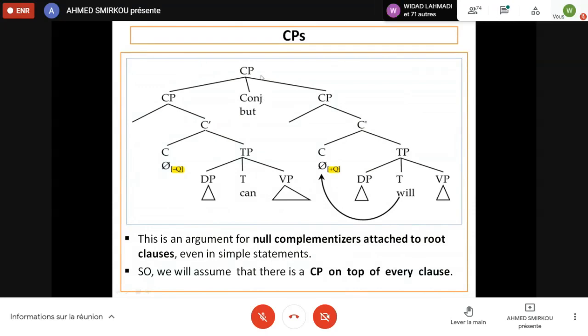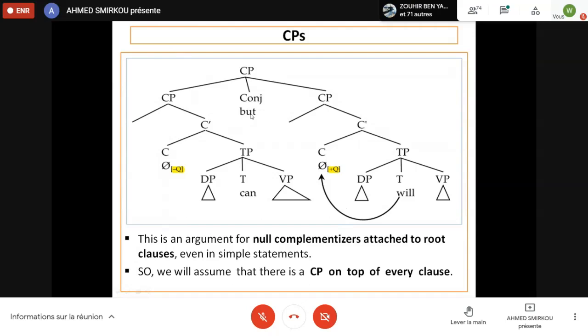we may claim that this is not a CP, this is a conjunction phrase. If we use conjunction phrase, we will solve the problem. It's the conjunction which is lexical here, and it should be the head of the phrase. Normally, we should call it conjunction phrase, not CP. Conjunction phrase, conjunction bar, conjunction zero, then CP. You got the point, Mr. Mohammed? There is a solution to this.